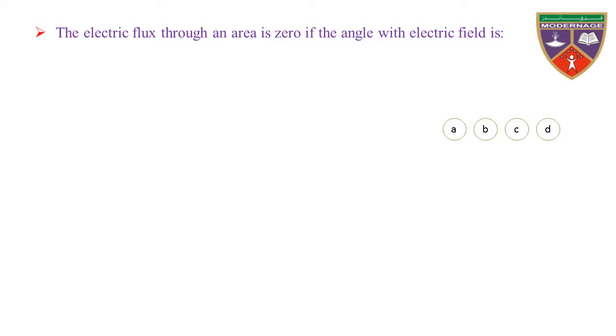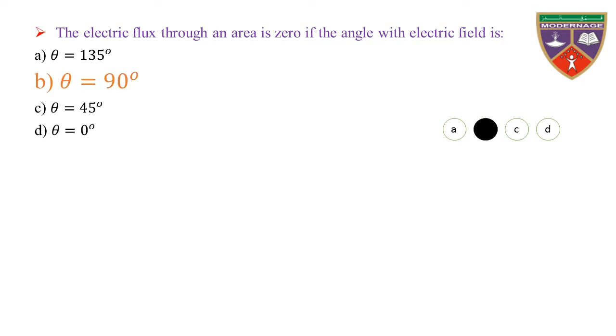The electric flux through an area is 0 if the angle with the electric field is: A, 135 degree; B, theta is equal to 90 degree; C, theta is equal to 45 degree; D, theta is equal to 0 degree. The key is 90 degree. The correct option is B.